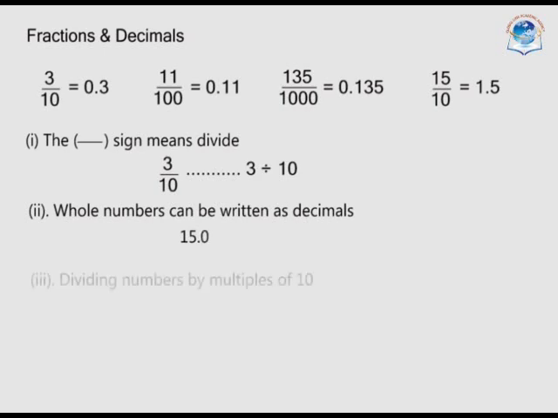And 3. When you divide a number by a multiple of 10, the decimal point moves to the left a number of steps equal to the number of zeros in the divisor. So if you have 123 over 100, 123 is the same as 123.0. 100 has 2 zeros, so the decimal will move 2 steps to the left. So we have 1.23. In a decimal number, the digits to the left of the decimal point represent whole numbers, and those to the right represent the fraction part.